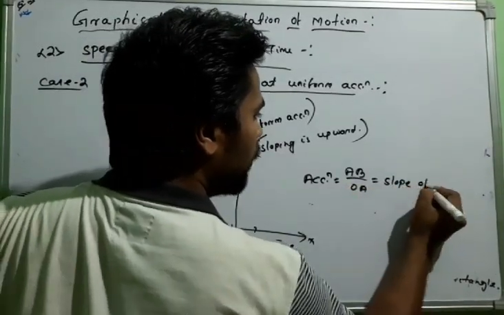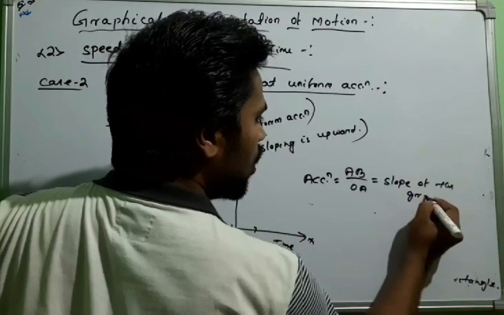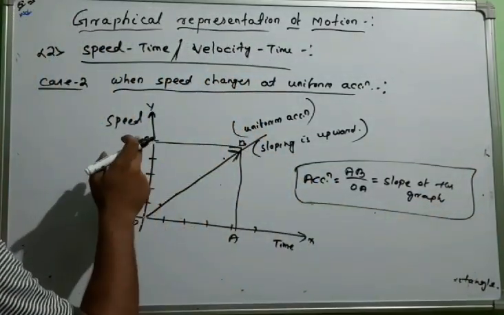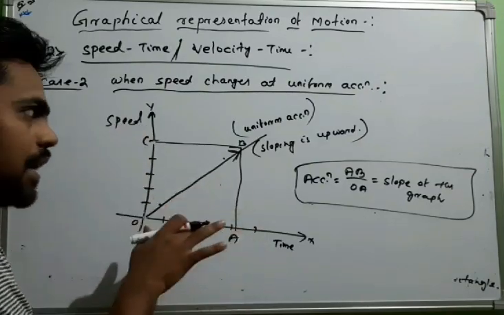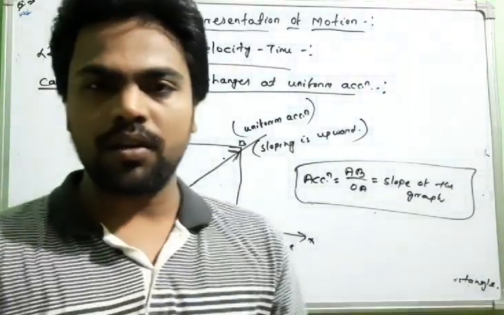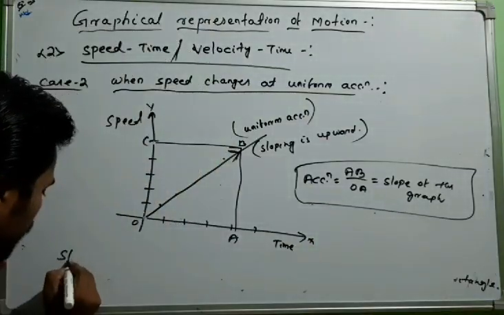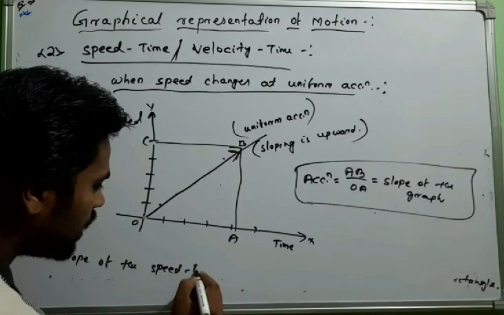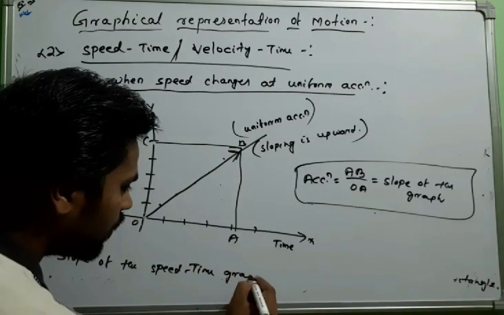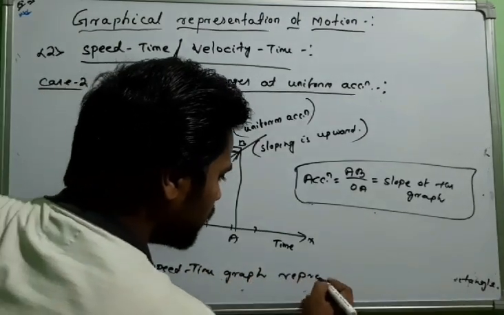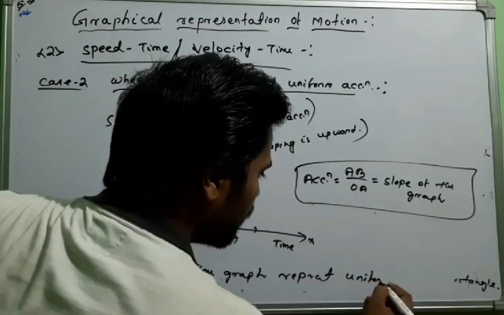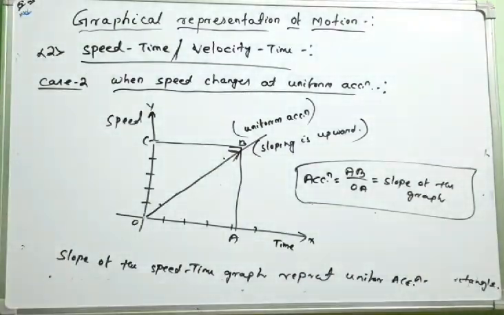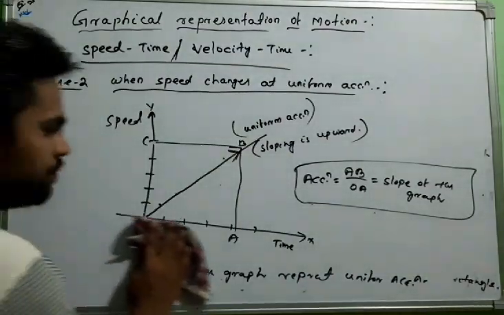Now this is called slope, or not? This is the slope of the graph. So write down: the slope of the speed time graph represents uniform acceleration. Clear or not? Next, case number 3.